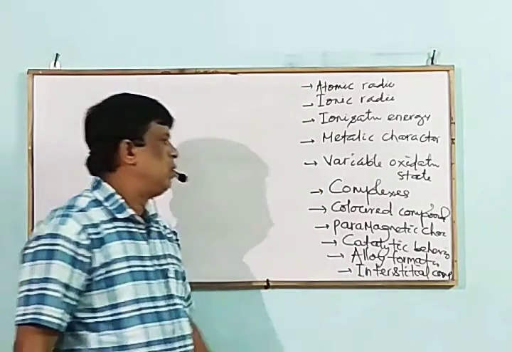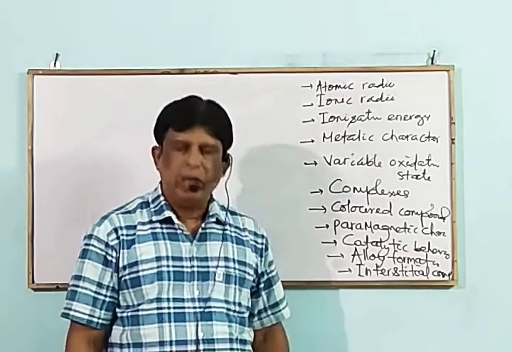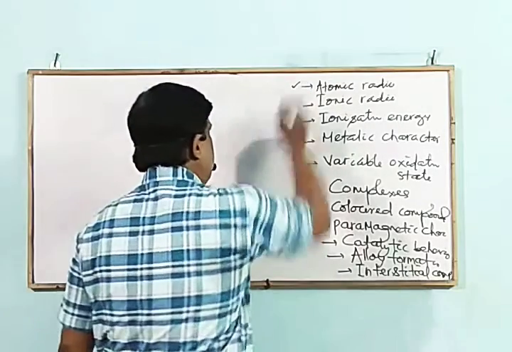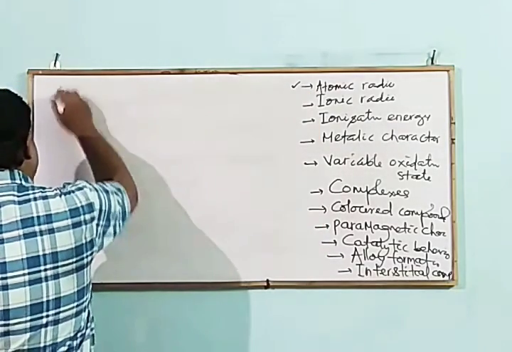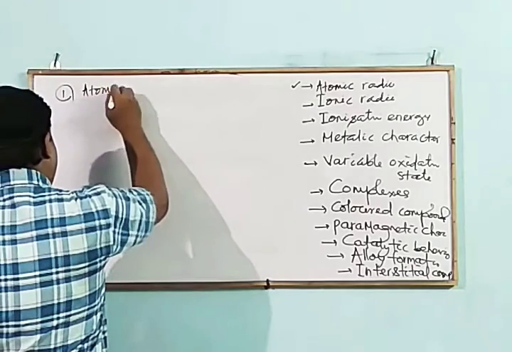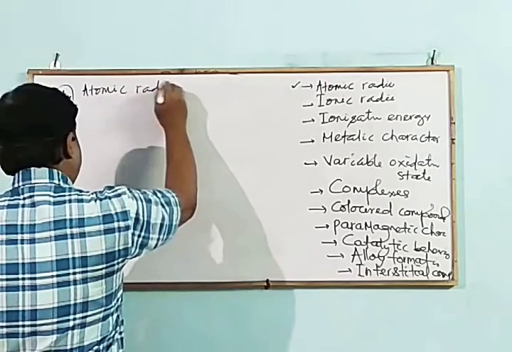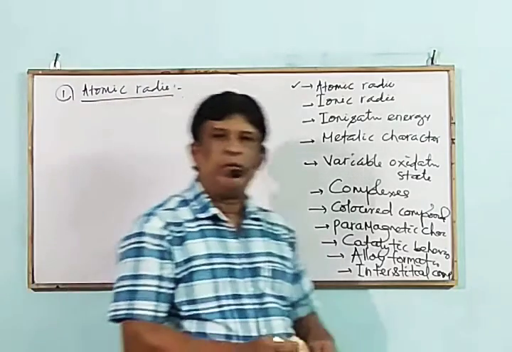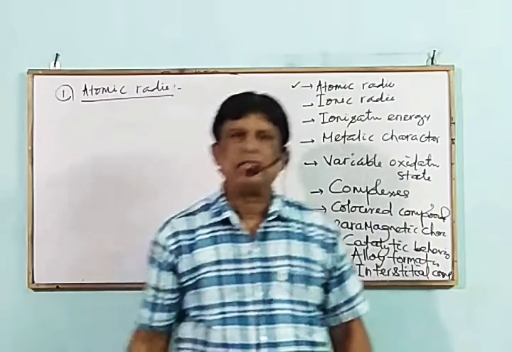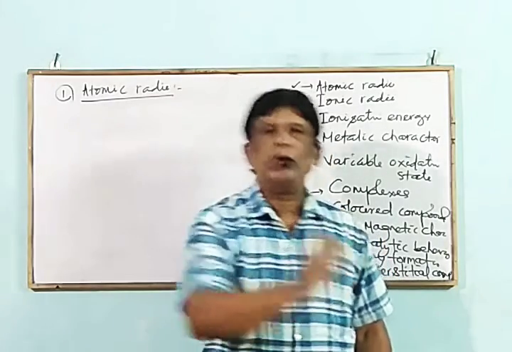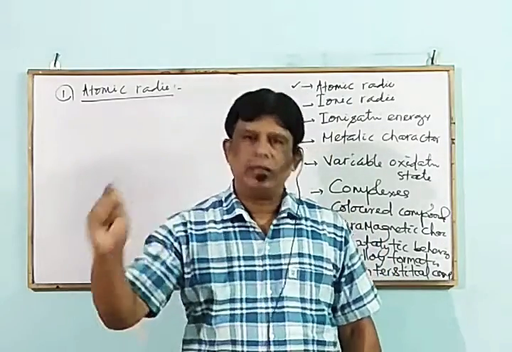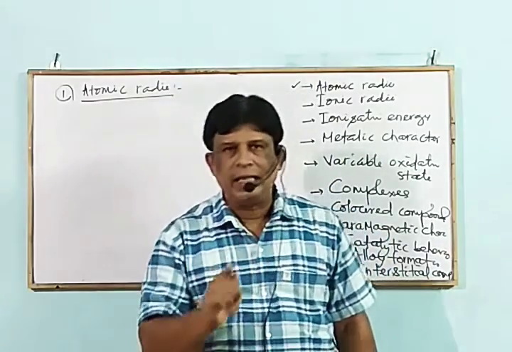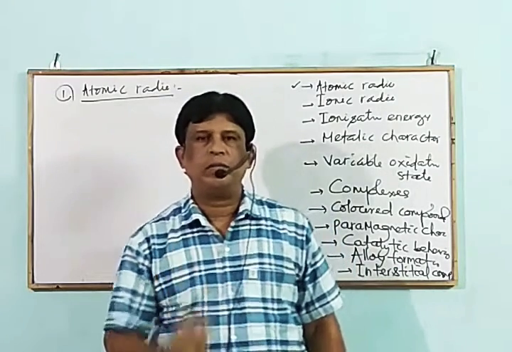These are some different periodic properties. Let us discuss one by one. First one is atomic radii. If we focus on the atomic radii of the first transition series, that is from 21 to 30, scandium to zinc, we observe that this value gradually decreases up to chromium.